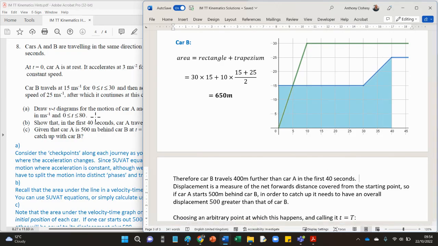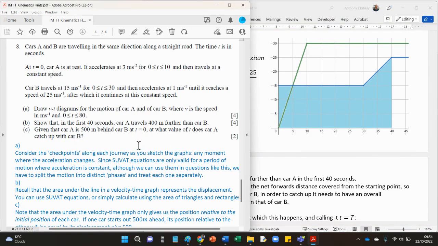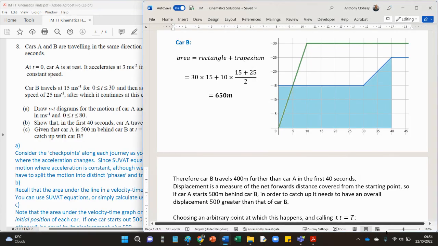Now, for the next bit of the question, given that car A is 500 meters behind car B at the very beginning, at what value of t does car A catch up with car B? So for this, we need to use the fact that the displacement that we're measuring here is not a measure of exactly how far along the road the cars are. That depends on where they begin.